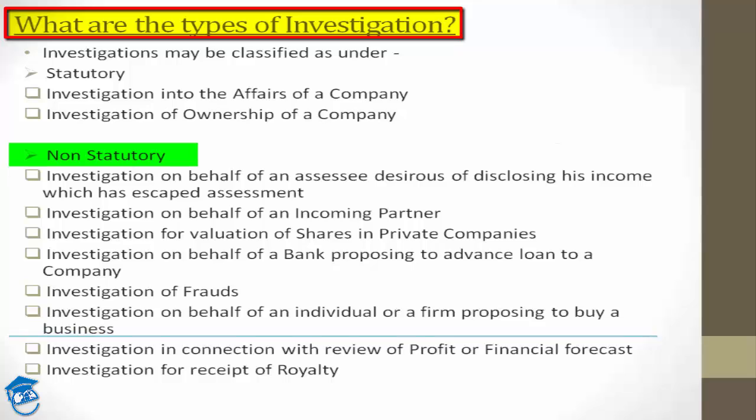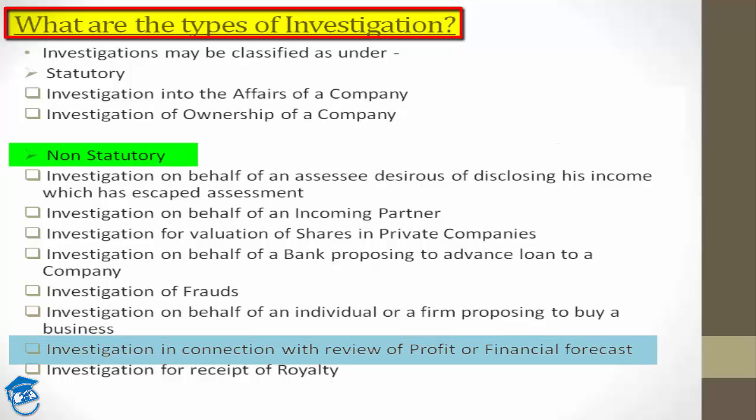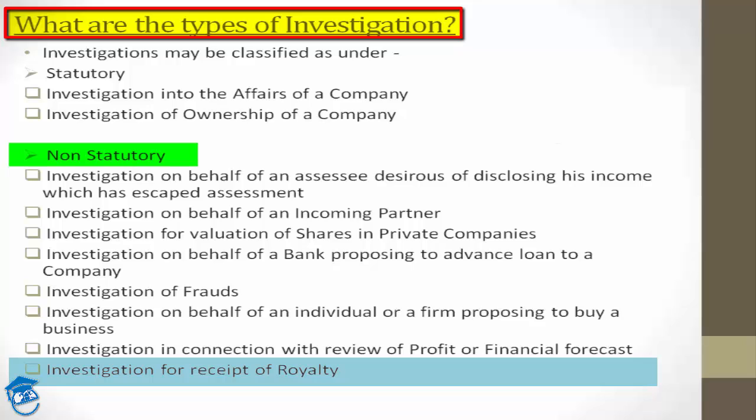Second last thing would be the investigation in connection with review of profit and financial forecast. So whether the figures which are being portrayed in the income statement and financial forecast, are they really legitimate? Are they genuine enough to finally accept with the entire standards and policies or not? So investigation in connection with review of profit or financial forecast. And lastly, it will be the investigation for receipt in loyalty. So these are the major two broad classification methods. Okay, one is statutory, another one is non-statutory.